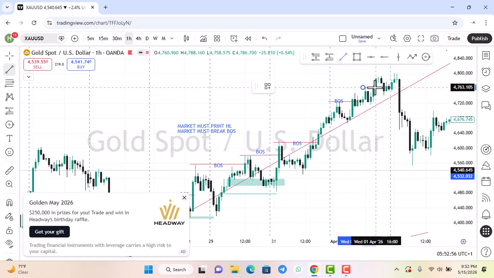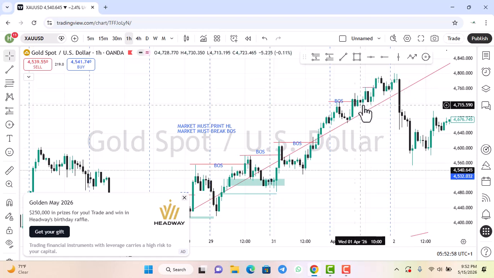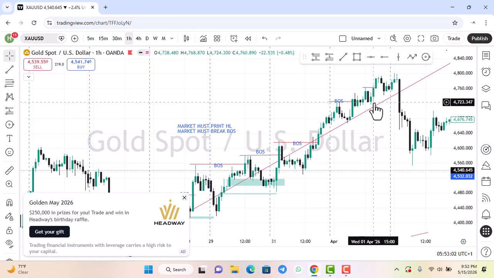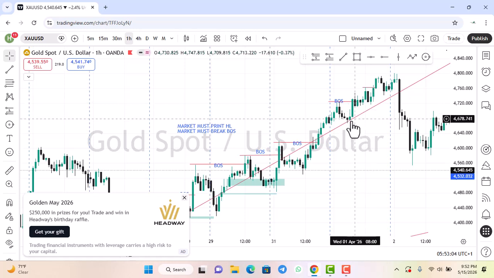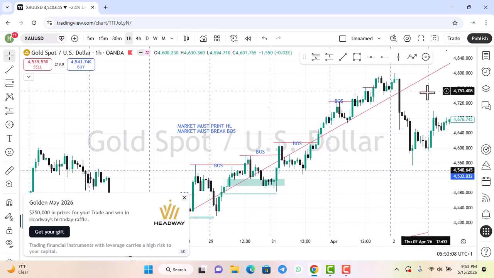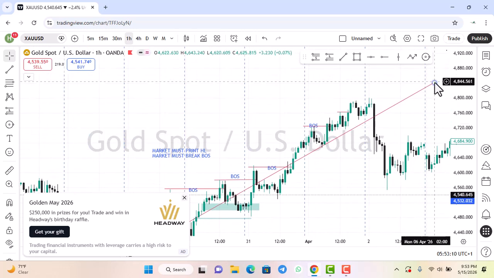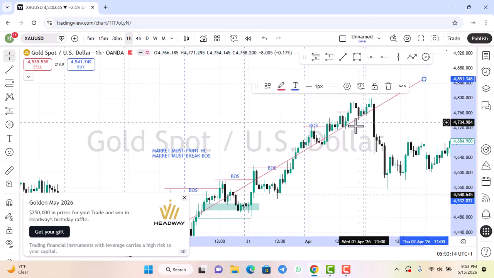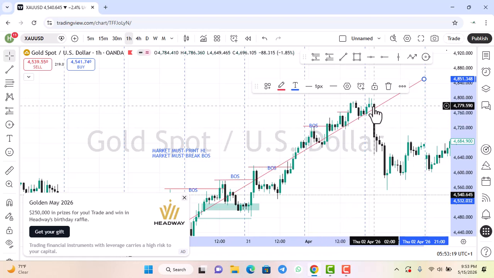Okay, so you can see we have another valid break of structure here, right? So I can even say, okay, this is my second to the last and this is my last valid higher low. Then I point it here like this. Okay, then I point it here like this.